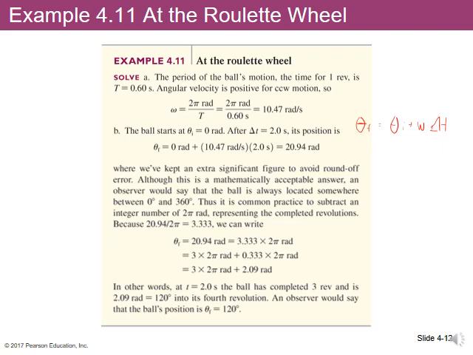We can figure that out by dividing 20.94 by 2 pi, which gives us 3.333. So that means that we've completed 3 revolutions and you're a third of the way into the last revolution. It's completed 3, it's on the 4th, so it's on the 4th revolution at this point. 0.333 times 2 pi gives you 2.09 radians. We can convert that back into degrees. So 2.09 radians is about 120 degrees. So we could say, if we were looking down at the roulette wheel, it's about 120 degrees from where it started.